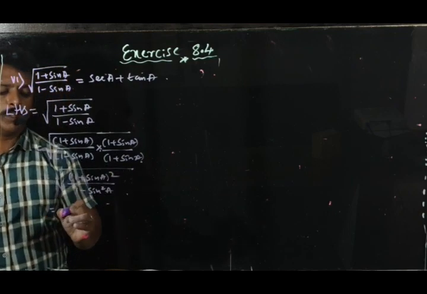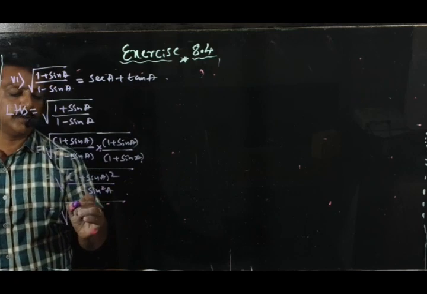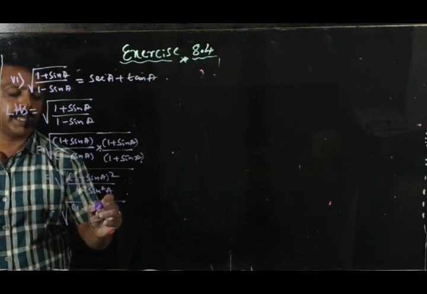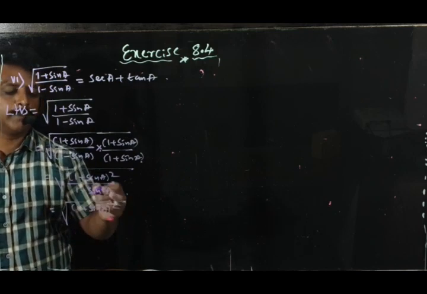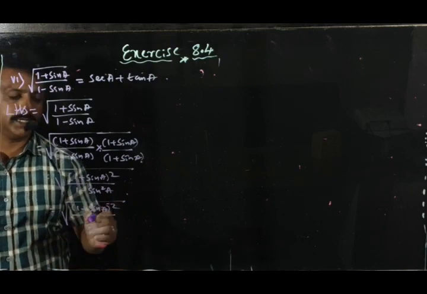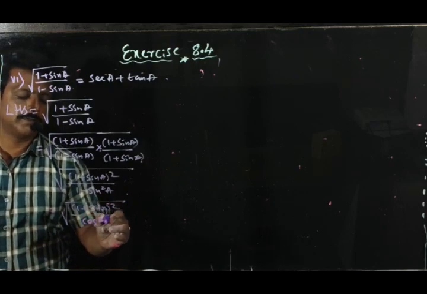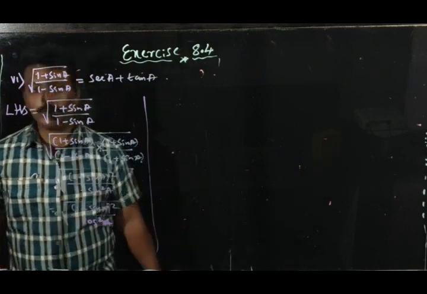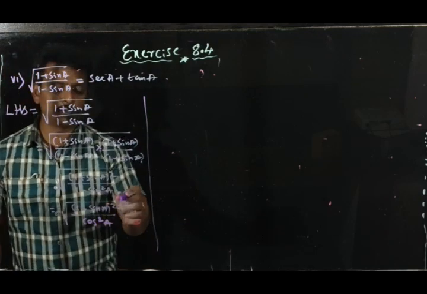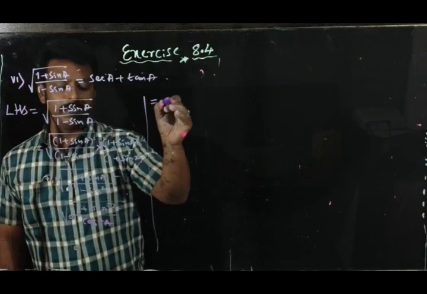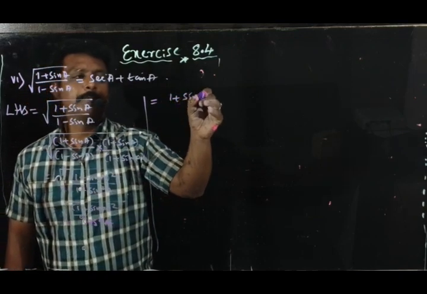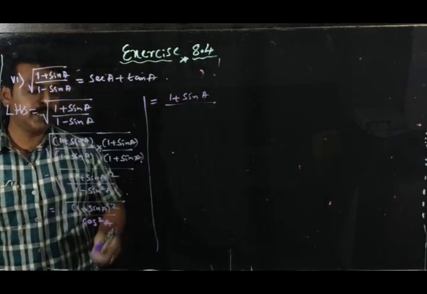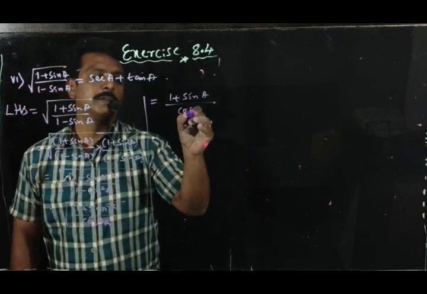Right? One more step. Numerator I don't want to touch: 1 plus sine A as it is, whole square. 1 minus sine square is what? By the identity, cos square A. Sir, next what to do? Remove the square root. Square root cancels, then you will get 1 plus sine A in the numerator, and only cos A in the denominator.